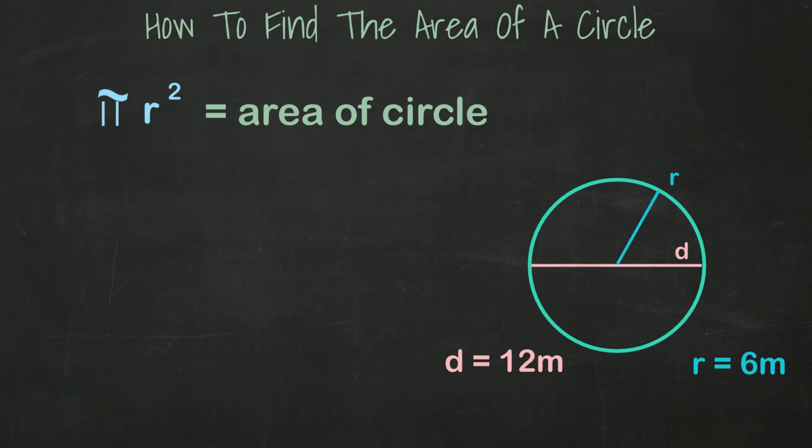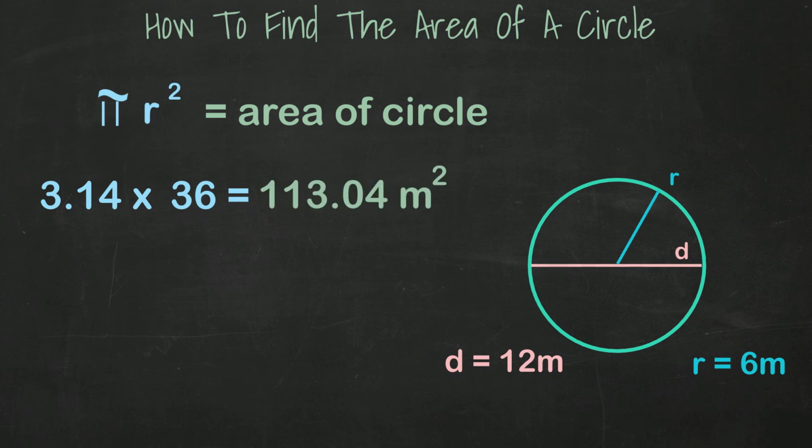First, we look at our formula and we put down 3.14 times r squared. We know the radius is 6 meters, so 6 squared would be 36 meters squared. We now multiply 3.14 times 36, and we come up with 113.04 meters squared. Easy enough, right?